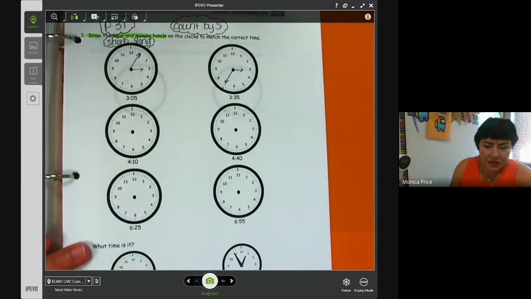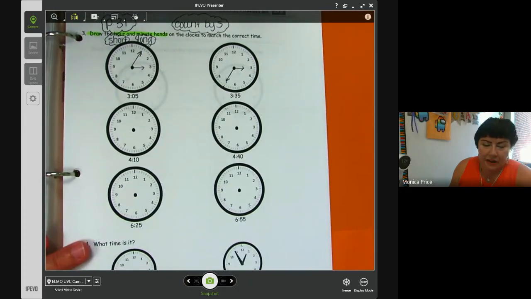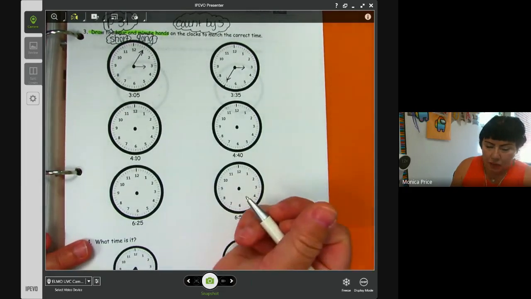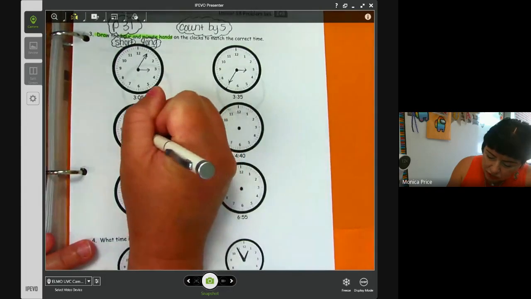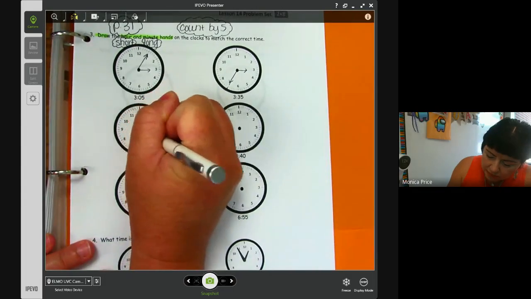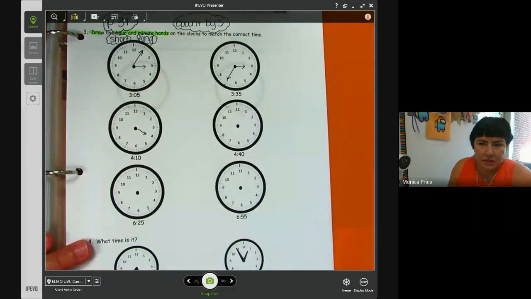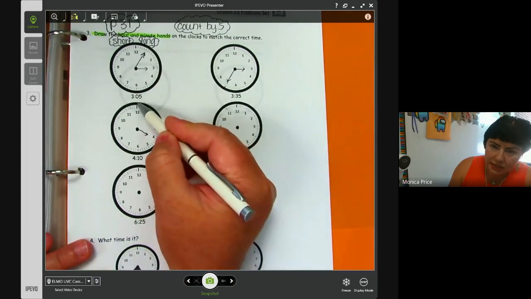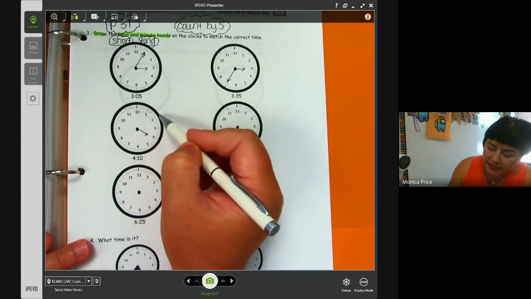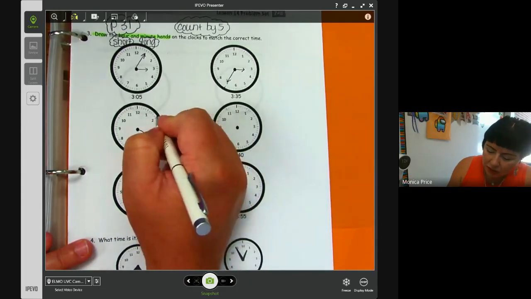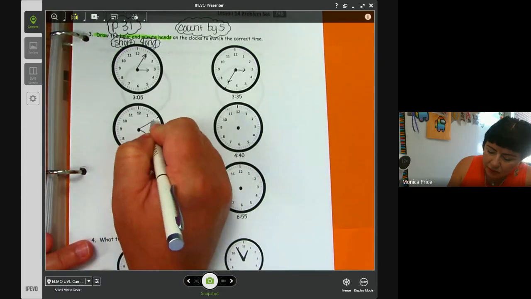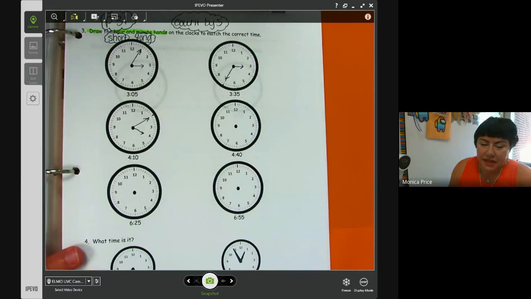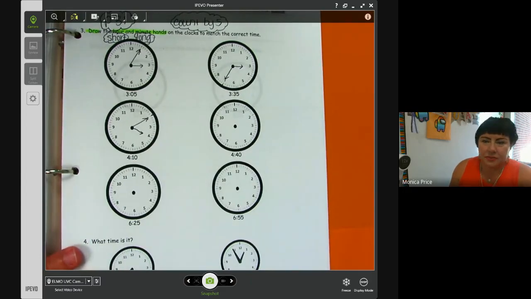Now let's try moving into 4:10 and 4:40. So same thing, we're going to practice drawing our hour hand, and we're going to go to 4 o'clock. So draw your small hand pointing to the 4, and then we're going to count by 5. So we're starting at 0, of course. We've got 5, 10. I'm going to make my little mark, extend my arrow, and go to the 2, which is really the 10 when we count by our 5s.